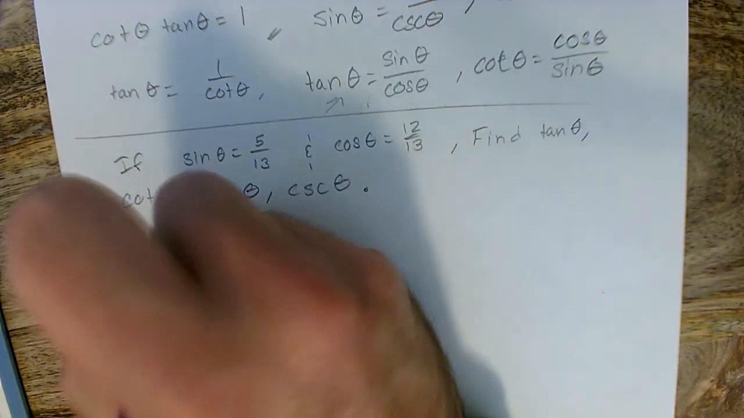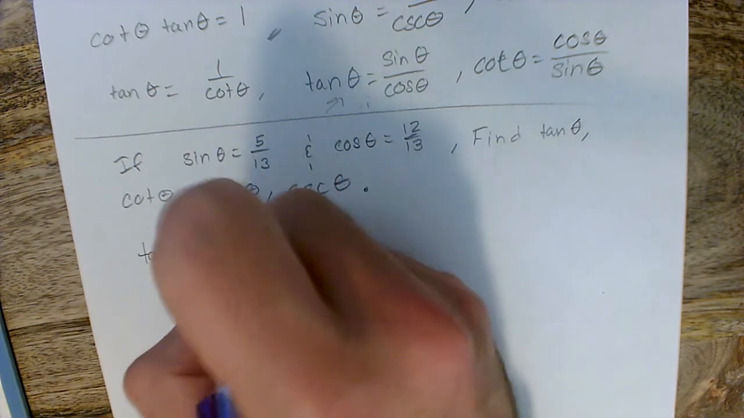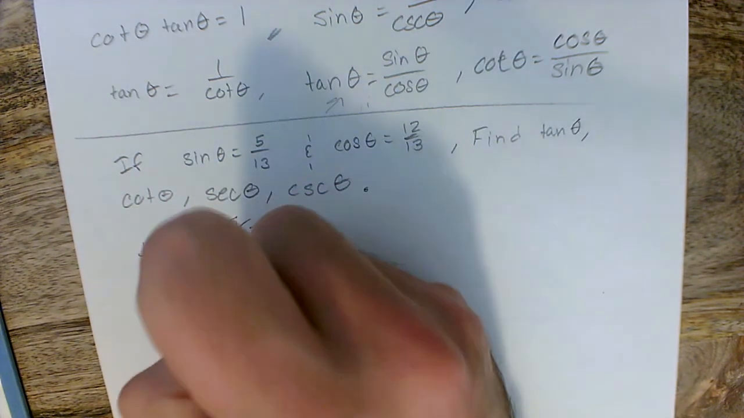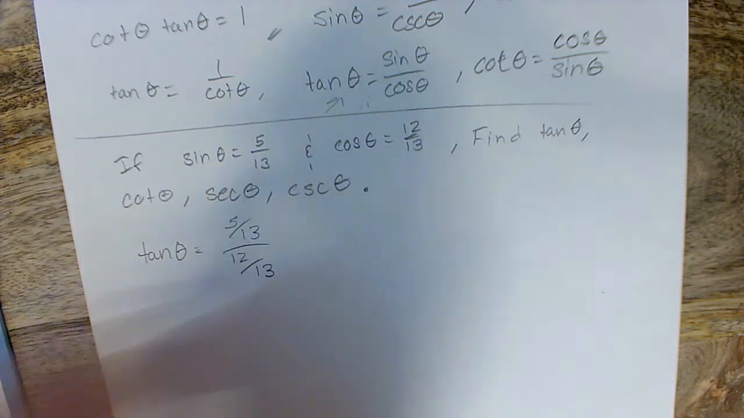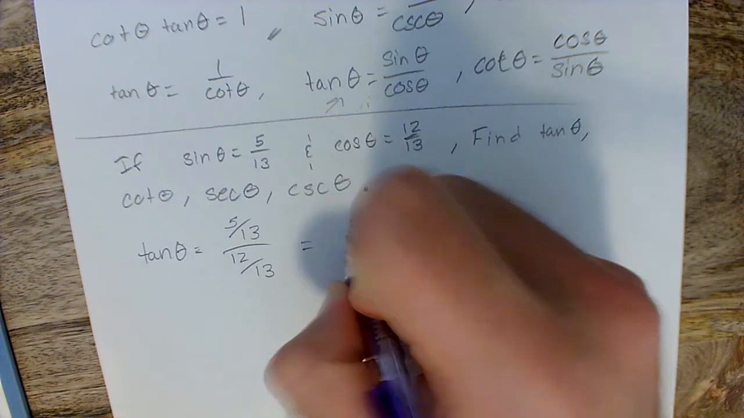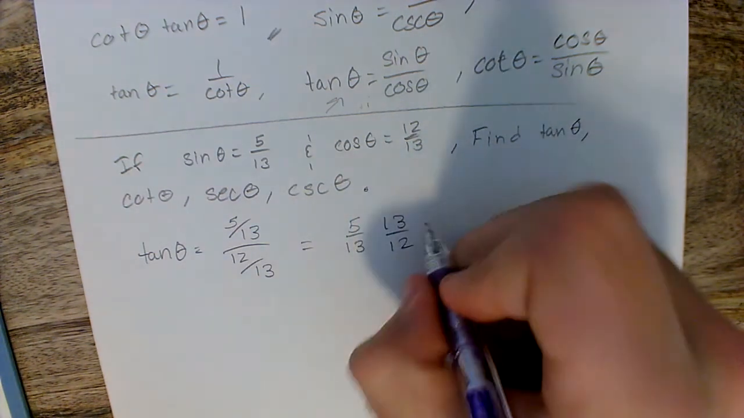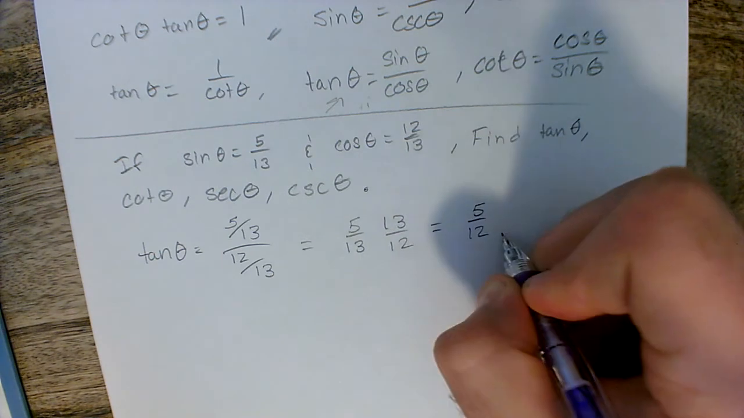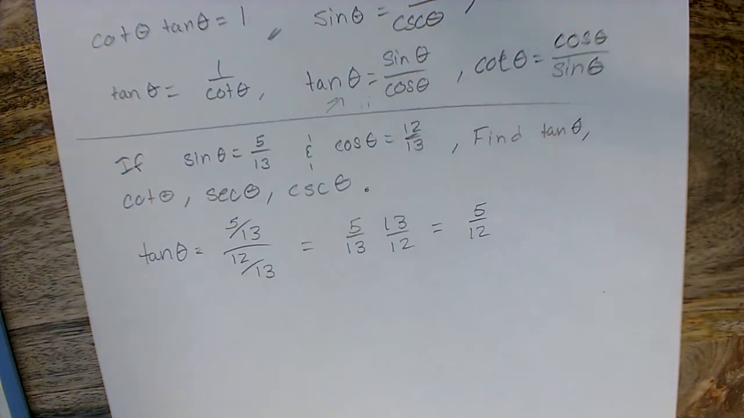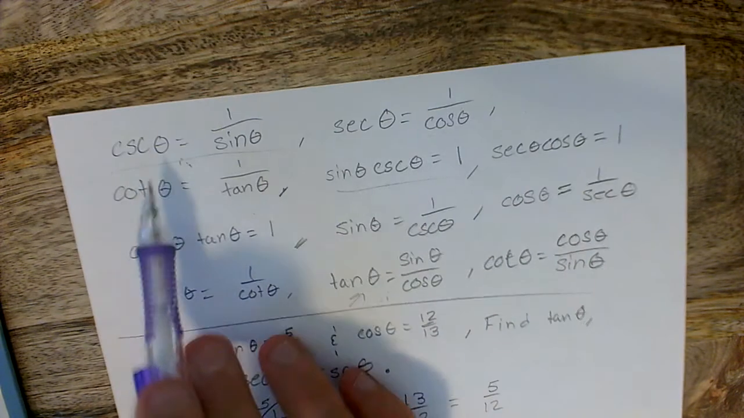So tangent of theta is equal to the sine of theta over cosine of theta, so 5 over 13 over 12 over 13. So what do we do if we're dividing fractions? That's the same thing as multiplying by their reciprocal. So that's equal to 5 over 12.